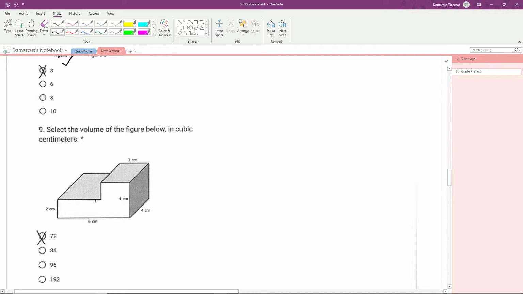Oh, this is a good question. There's a lot of different ways to approach this. I mean, you could divide this figure into 2 pieces and then find the volume of the bottom and then the volume on the top and add them both together.